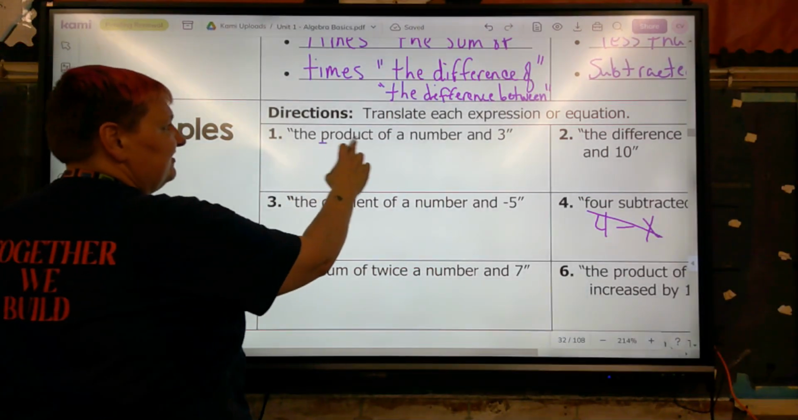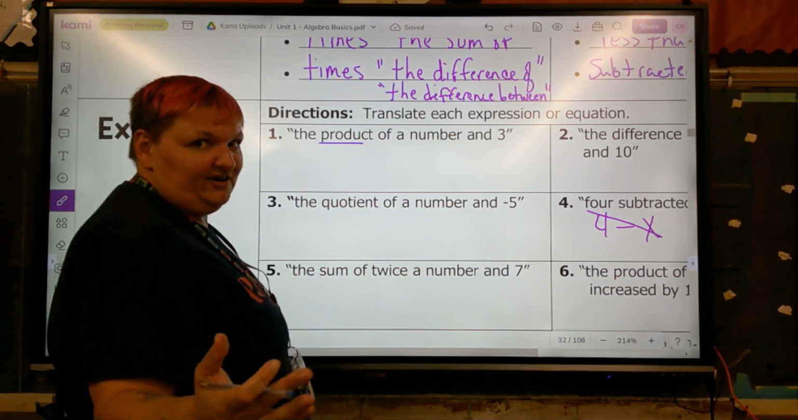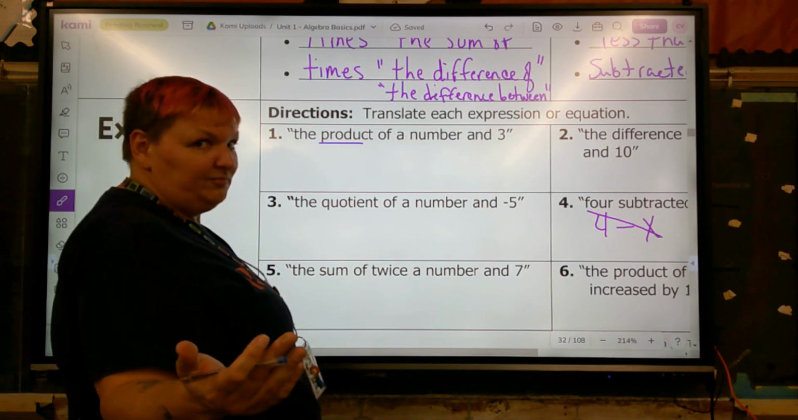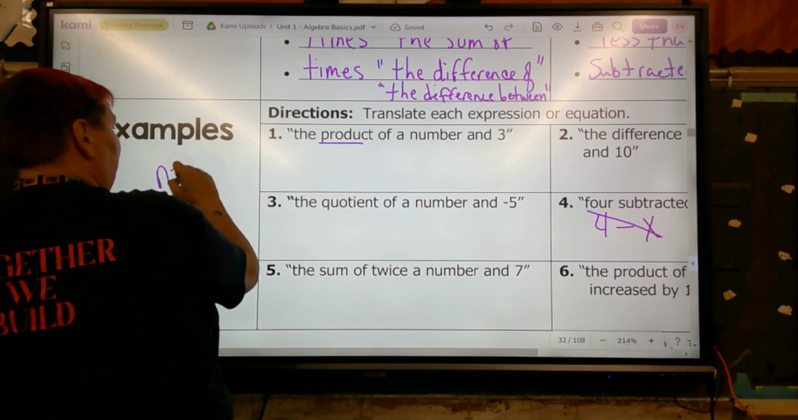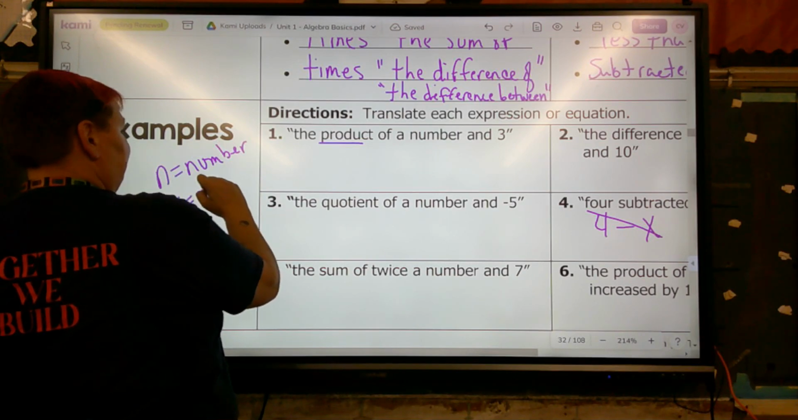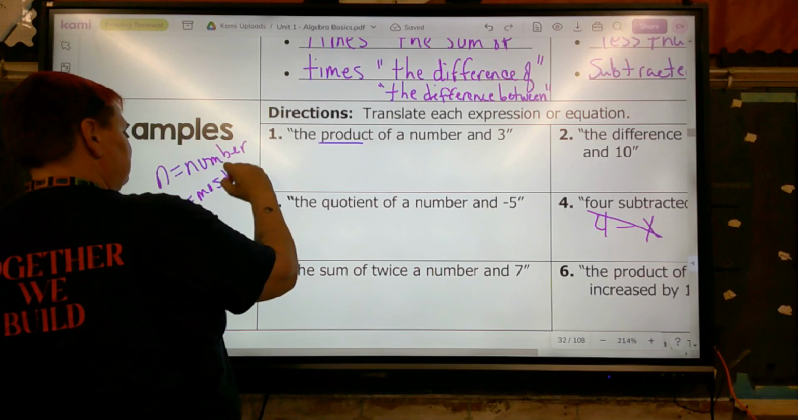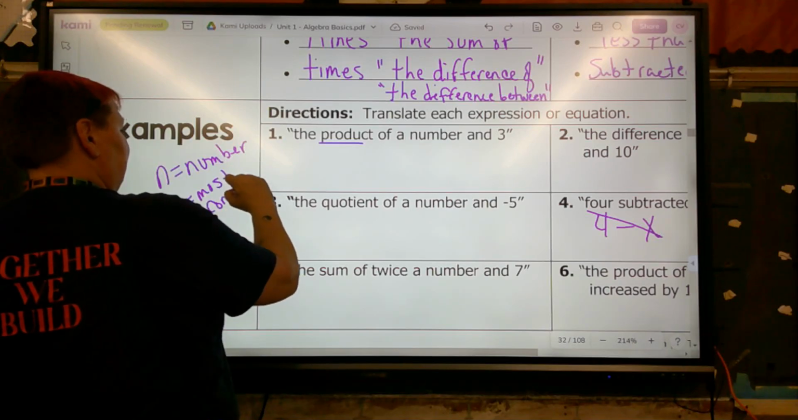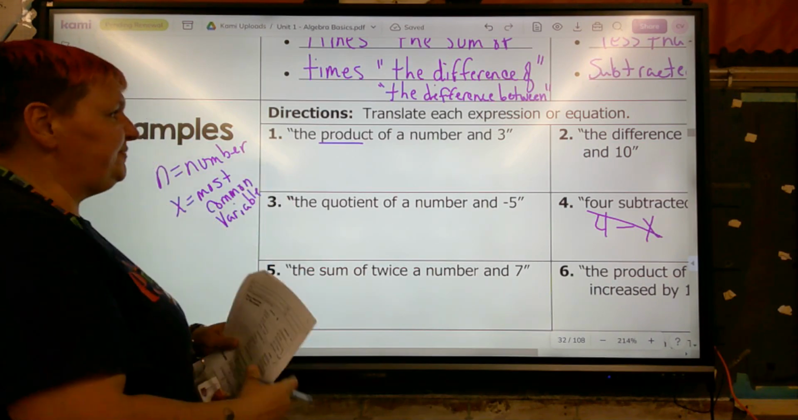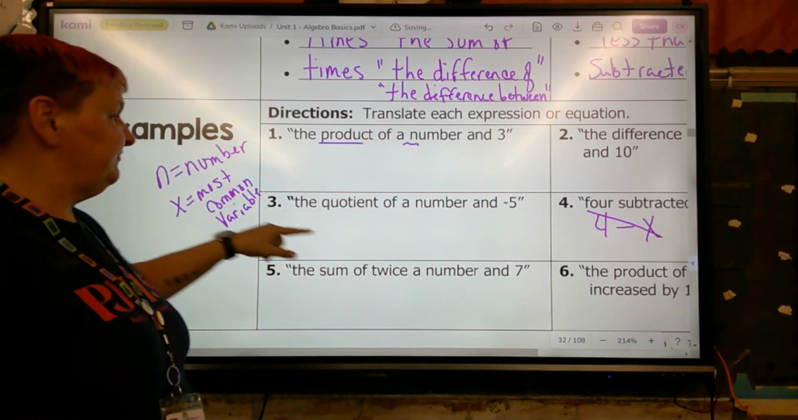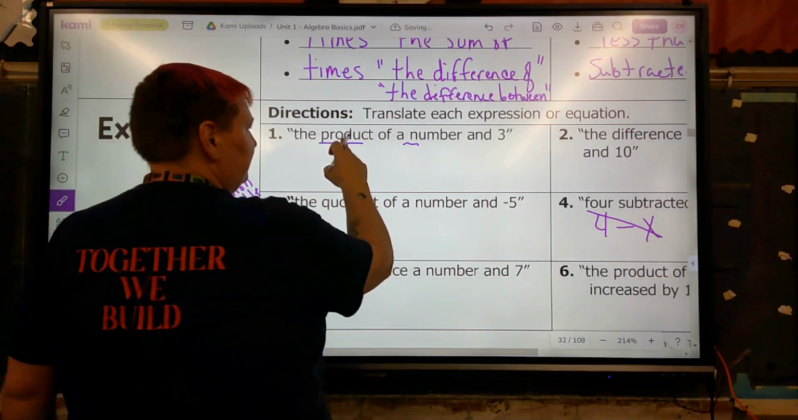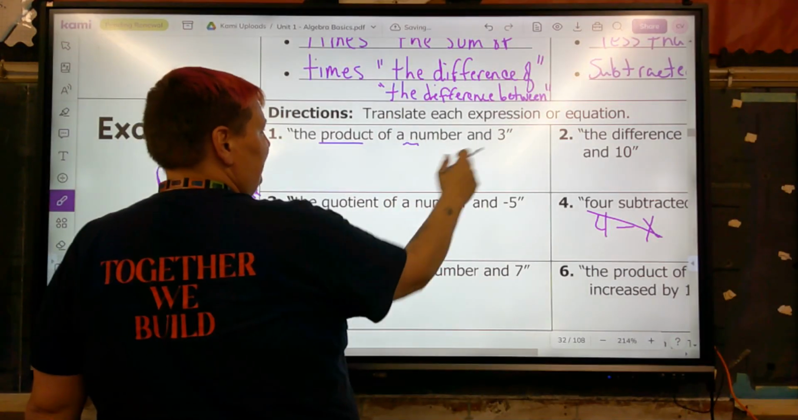The product of a number, you can use any variable. In this case, I would like you to either use n for number, or x, just because it's the most common variable. Technically, you could use any. But for the purposes of this, because it's asking for a number, use either n or x. The product, so we know it's going to be multiplication, of a number and 3.